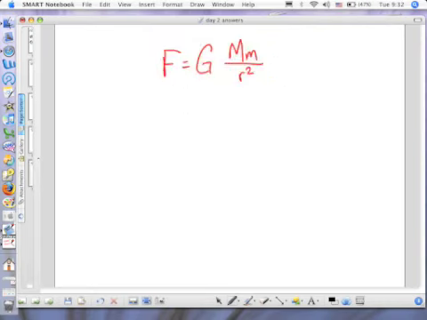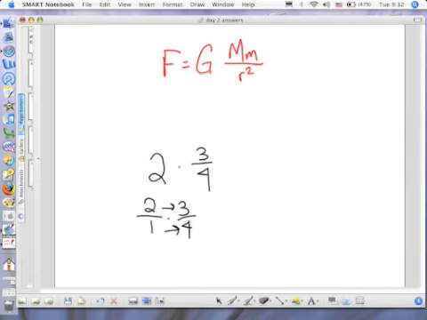Okay? The last one I think was this one. If I say 2 times 3/4, what's 2 being multiplied by? The 3 or the 4? The 3. It's being multiplied by the 3. That's 2 over 1 times 3 over 4, and you're multiplying straight across. Okay? Now, why am I telling you that?